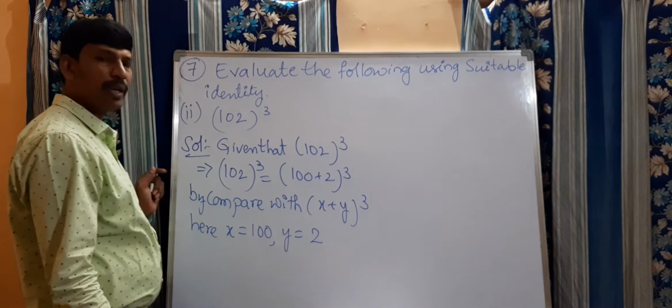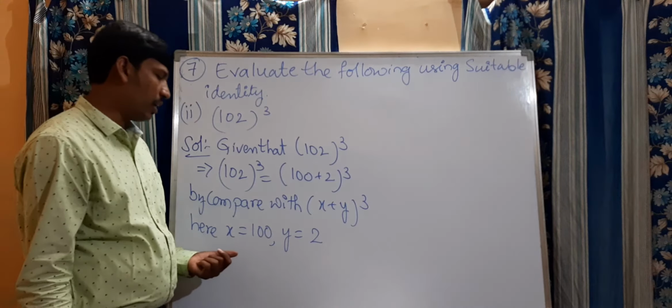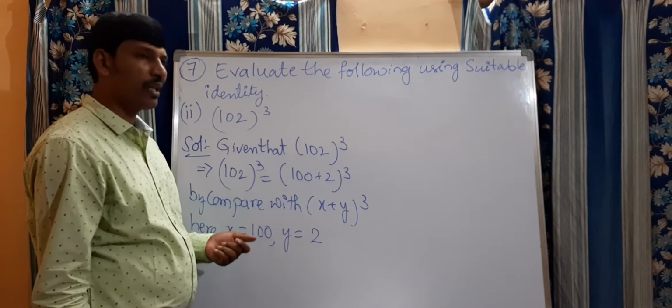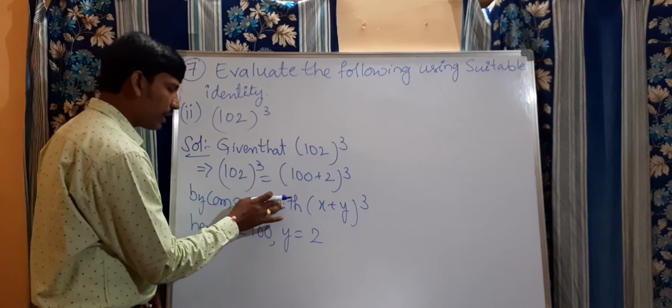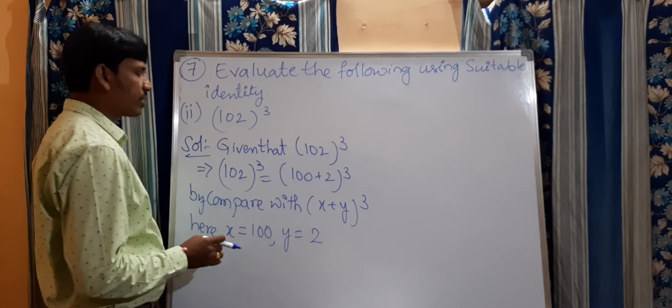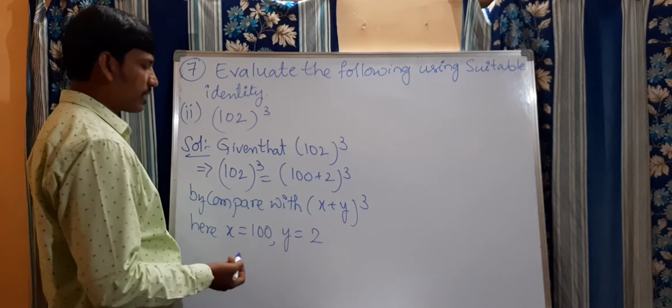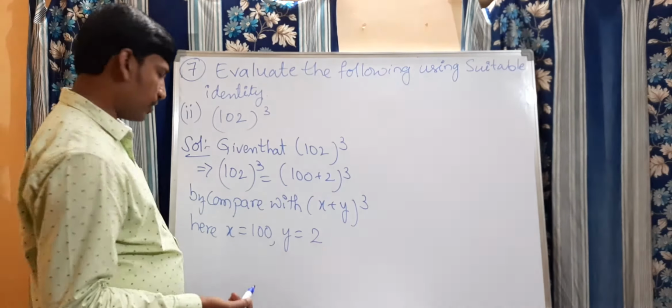You can simplify this problem very simply. I mean, you will get the answer very easily. Instead of multiplying 102 three times, if you apply this identity, you will get the solution easily.